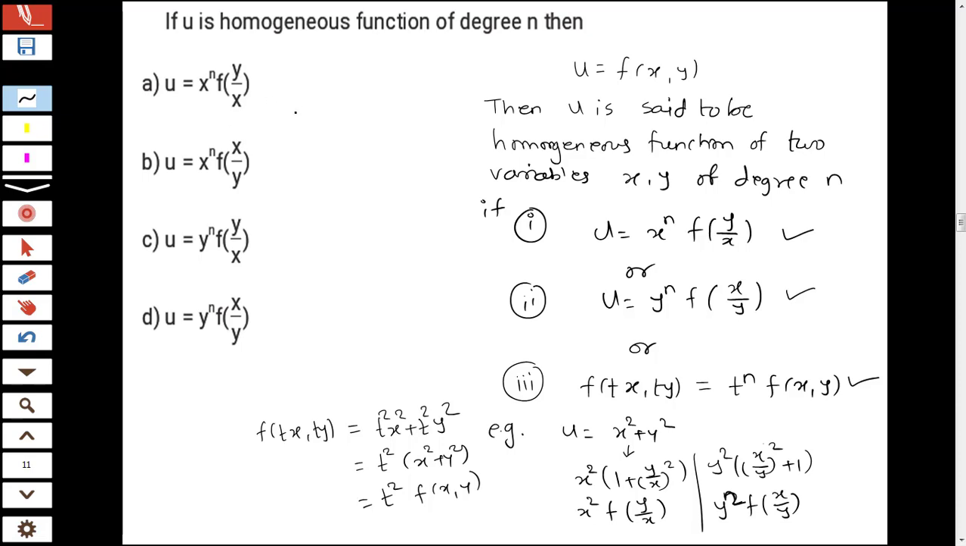Now in this example, it is a pure theoretical example. As we have written here, u is homogeneous function if x raised to n into f of y by x, means this is the correct option. Here it is f of x by y, so it is wrong. Y raised to n, but here it is y by x, it is also wrong. Y raised to n, it is also correct. So there are two correct options, option A and option D. Okay.